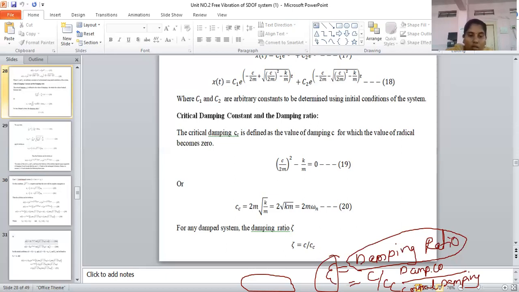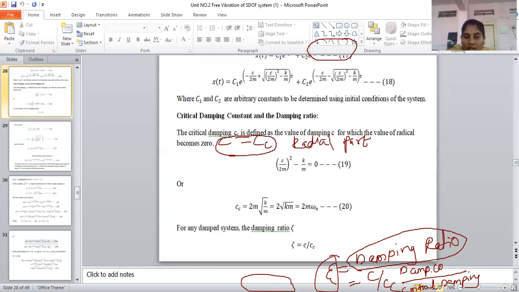Okay, and for understanding the values of C and Cc, we should know that C is equal to Cc when that radical part becomes zero. So what is the radical part? That radical part of this equation number 18, that root value. You can say it as the root value, or the radical value. When that radical term becomes zero, at that time C becomes equal to Cc.